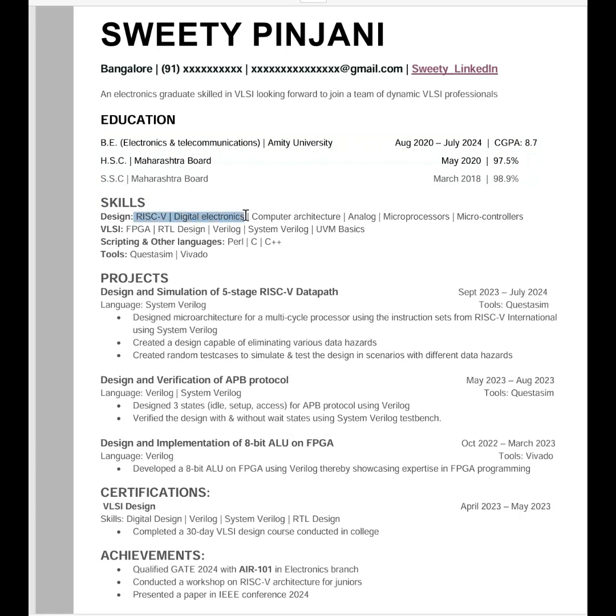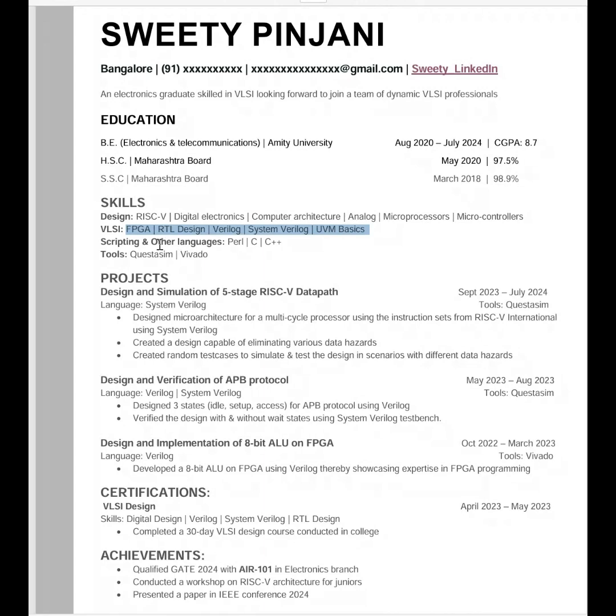Then they know digital electronics, computer architecture, analog microprocessors, microcontrollers. Then some things they know in VLSI, they have done a project on FPGA, so they know. They have done a course related to VLSI design where they learned RTL design. That's why they put it. Then Verilog, SystemVerilog, and this person has started learning UVM. So they have put UVM basics also.